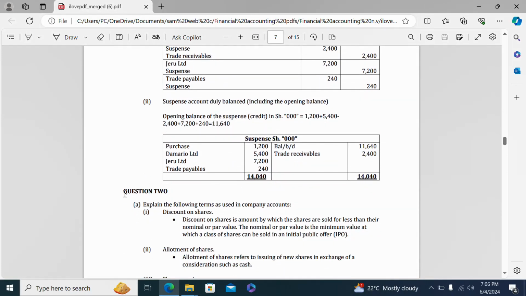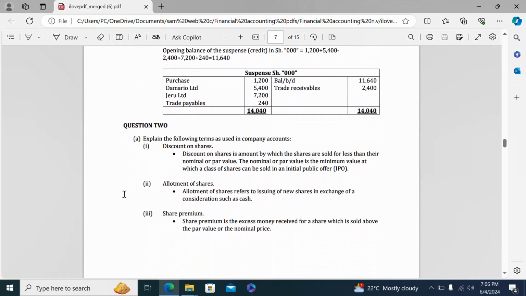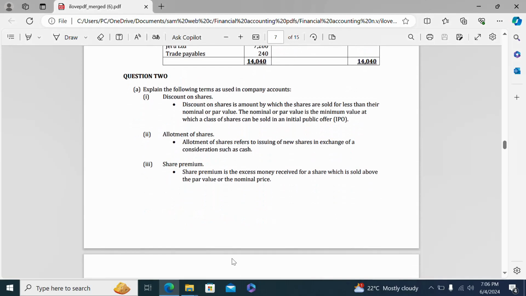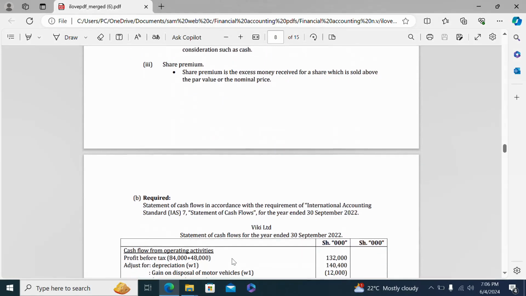And then question 2, explain the following terms as used in the company account. So we have discount on shares, allotment of shares, and share premium. So I have explained those terms here. You can use this question for your revisions.